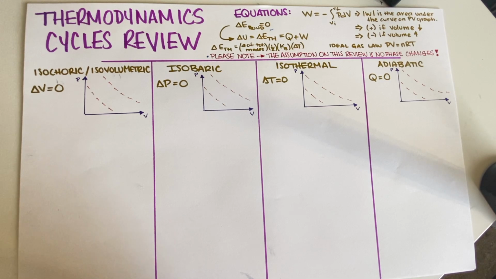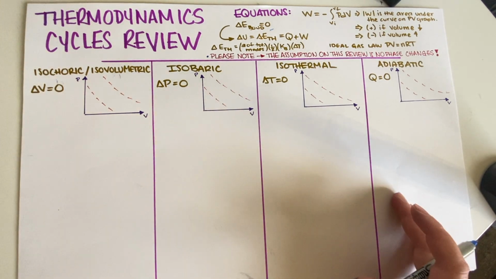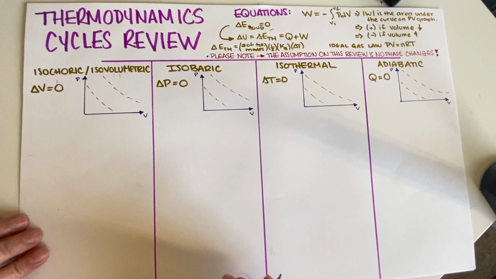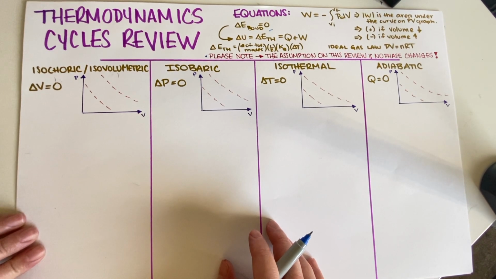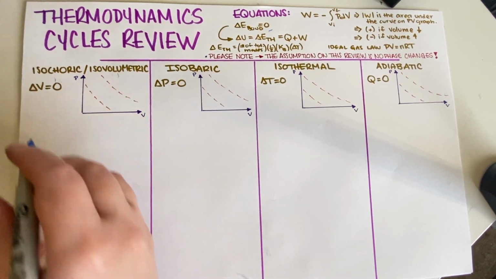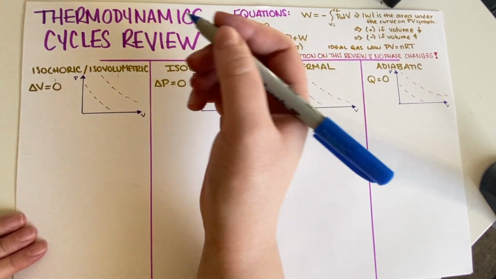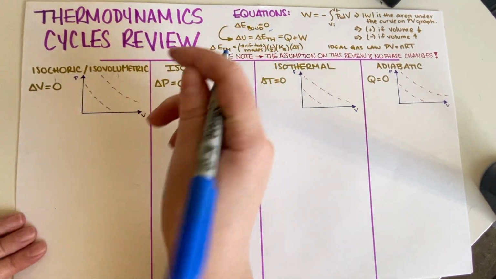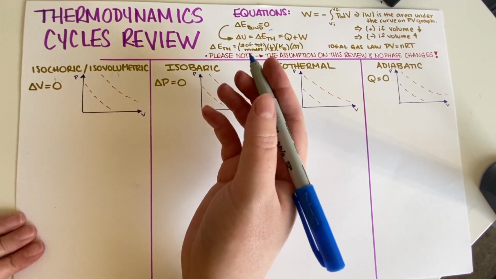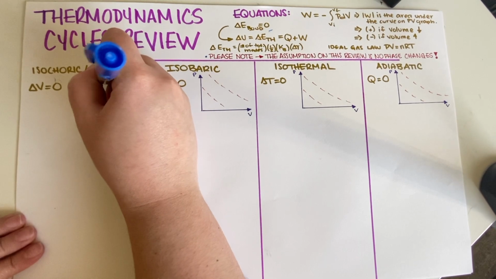The first type of process that we are going to encounter, and I sort of did them from the least difficult to the more difficult, is isochoric, also known as isovolumetric process. Iso means no change or same, volumetric is volume. So in this process, the volume stays the same, which means that you have two isotherms, and you go from one isotherm to the other.